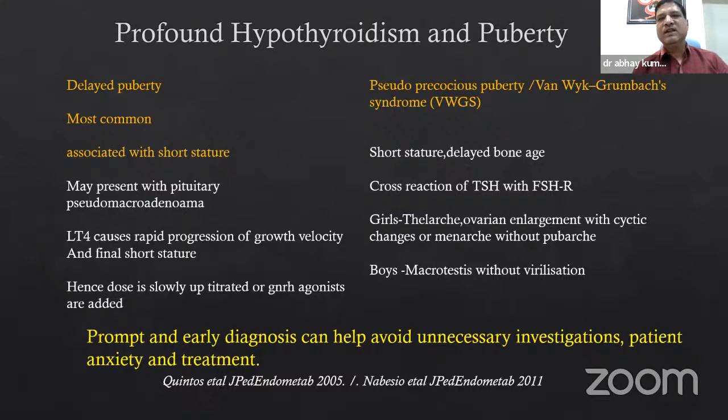This usually presents with short stature, delayed bone age, and there is a cross reaction between TSH and FSH receptor. Girls develop thelarche, ovarian enlargement, and menarche. Boys sometimes develop macroorchidism without virilization. So a prompt and early diagnosis can help avoid unnecessary investigations, the patient's anxiety, and treatment, and that leads to early treatment.